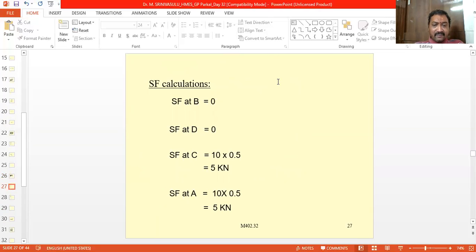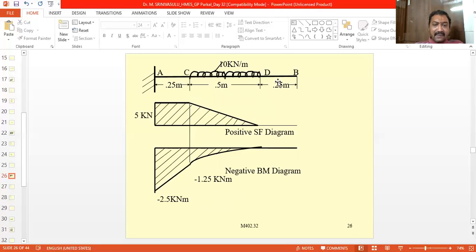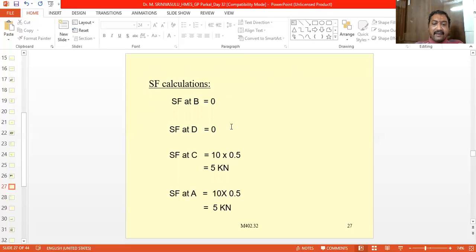Now the shear force at point C. At point C, what is the force to the right? It is 10 kN per meter over a length of 0.5 meters. So 10 into 0.5, that is 5 kN, is the load acting to the right of C. So at point C it is equal to 5 kN.